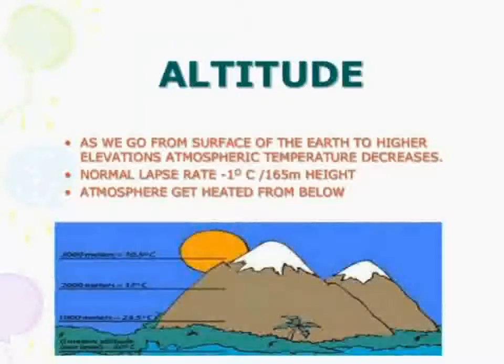Number 2, altitude. Temperature decreases with increasing height above sea level. Temperature decreases at the rate of 1 degree Celsius for every 165 meters of ascent.